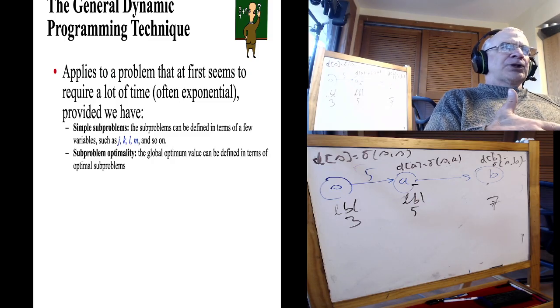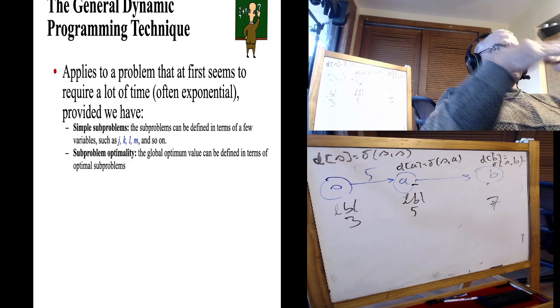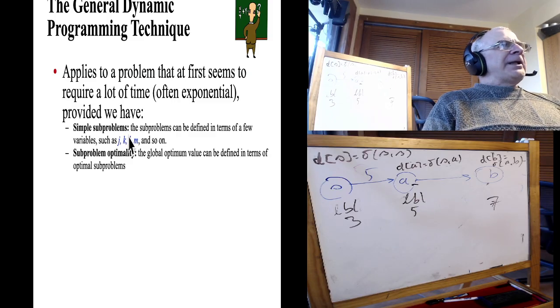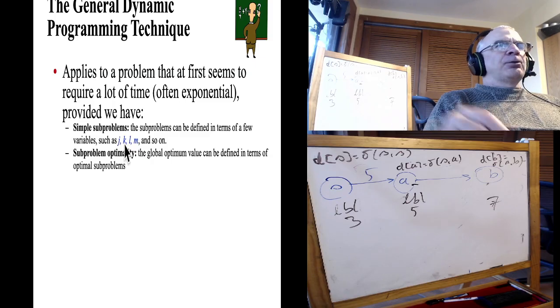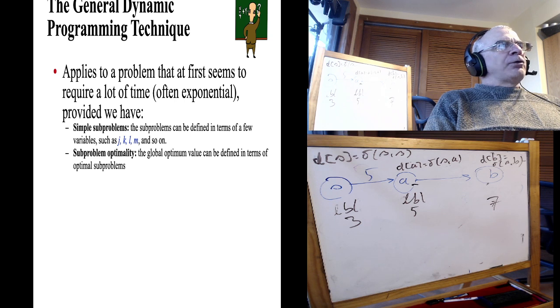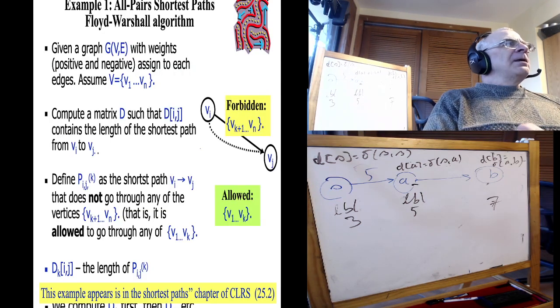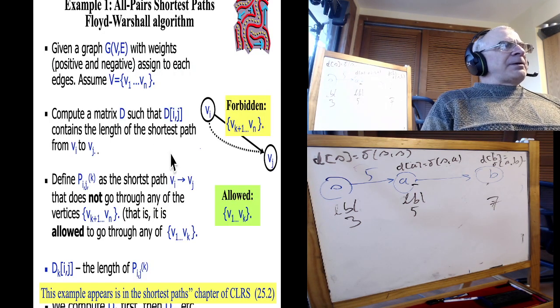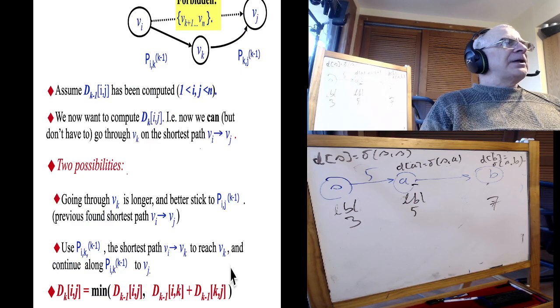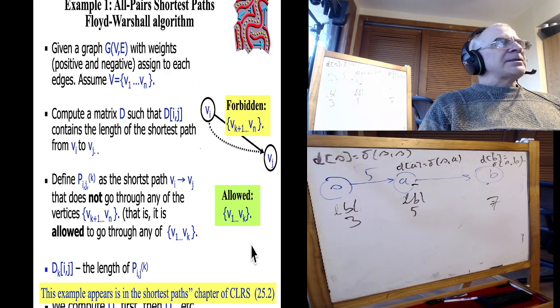A solution to big problems uses solutions to smaller problems, and the number of smaller problems should not be too large. There should be only n or n square, n cube. We'll see an example with n cube running time of a dynamic programming algorithm. And the first problem we'll discuss will be the Floyd algorithm for all pairs shortest path.